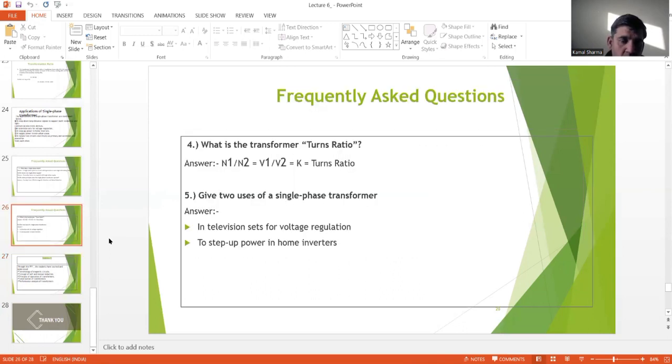So through this PPT, we studied about the single phase transformer. We studied about what a power transformer is all about. So any kind of query you can ask me. You can write in the comment section also.